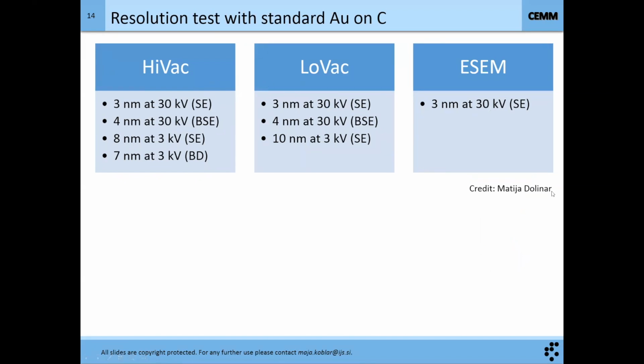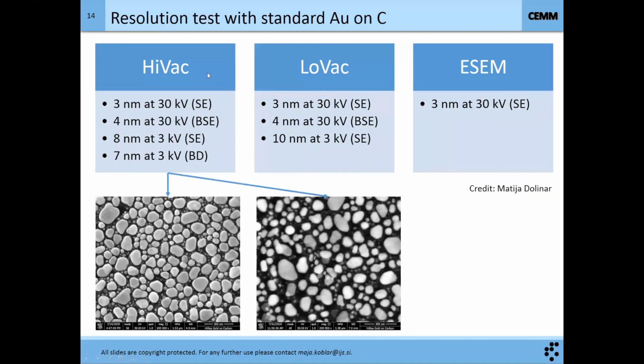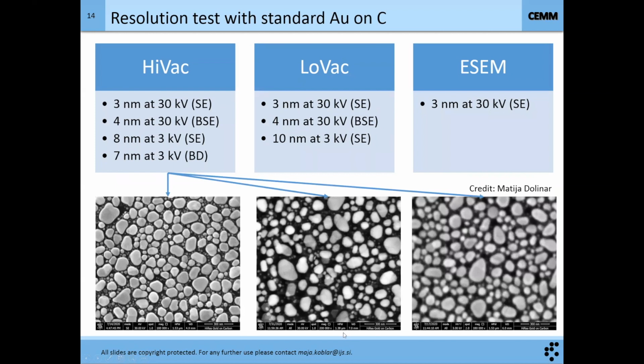So this was done by Mattia. This is a resolution test to see that the Quanta operates in all the specifications that it's supposed to. But again, you can see the magnifications here are higher. You use the Verios or the 7600 for higher magnification. This tungsten-based source is not meant for high magnifications.